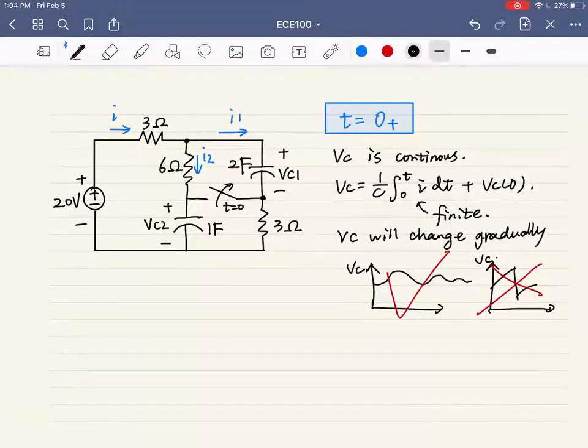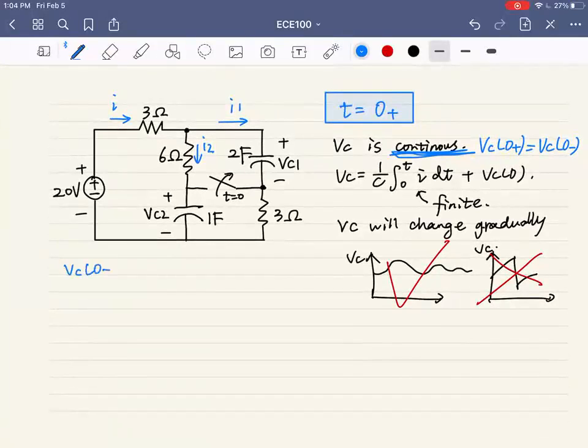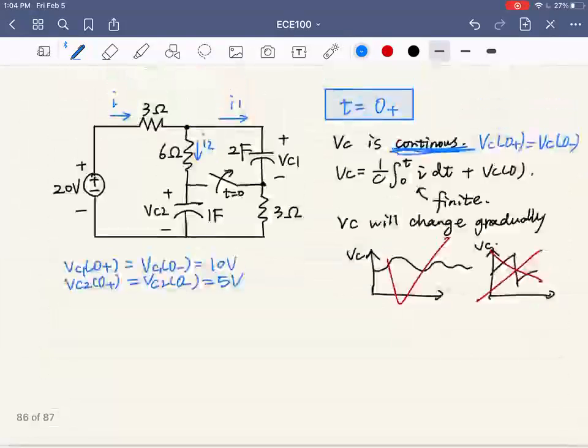So let's see what it means. It is continuous, meaning VC(0+) equals VC(0-), because it's a very, very short time, and it is too short for the VC to change. The voltage will remain the same. So we will easily get that VC1 is still 10 volts at this instant. VC2 is still 5 volts at this instant. All right.